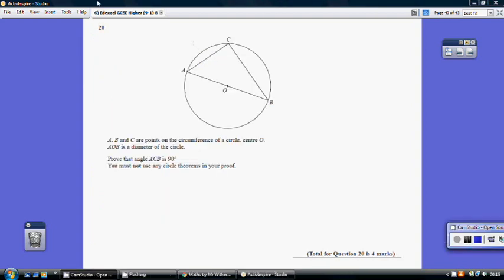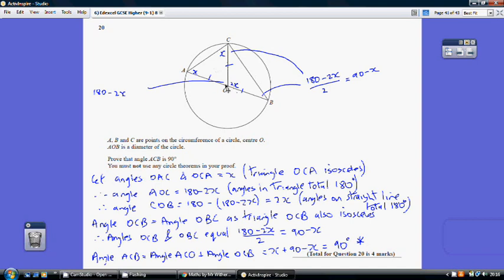Question 20. So we know from our circle theorems that the angle inside a semicircle is 90 degrees, but this is requiring us to prove this, not relying on any of our circle theorems. So to do this, we basically break this triangle down into two isosceles triangles. So let's go and join C to O.